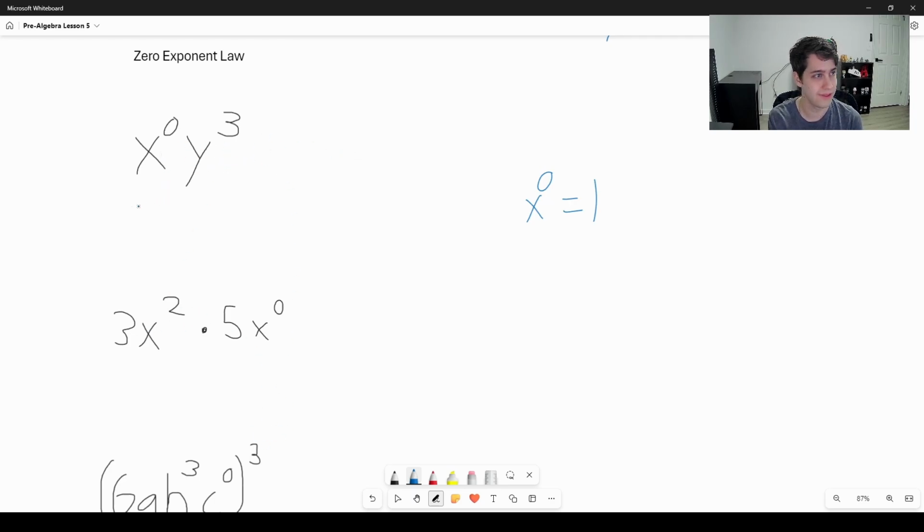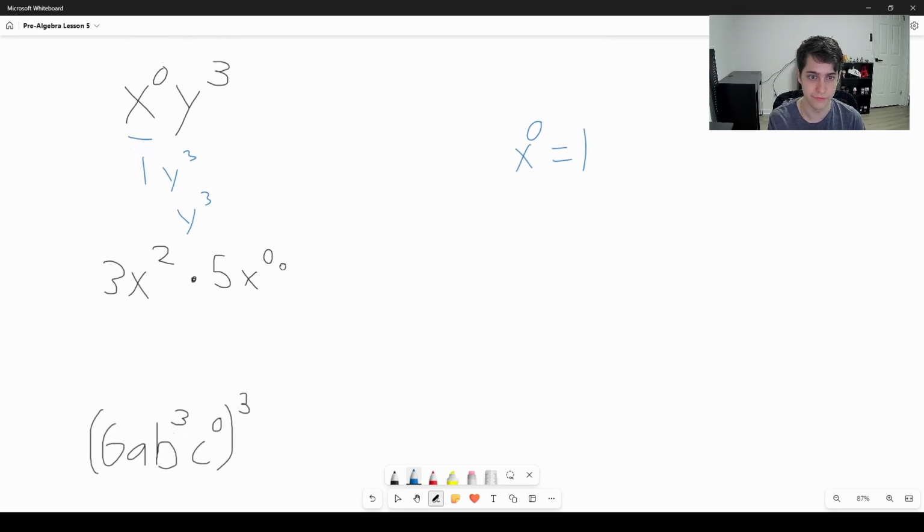All it means is the number that it is actually an exponent for becomes a 1. So in this case, the x is the only thing that becomes a 1. And we get 1 y to the third power, which almost every time will just be written as y to the third power, because the 1, again, is implied. You don't have to write it. So this one, not that difficult.